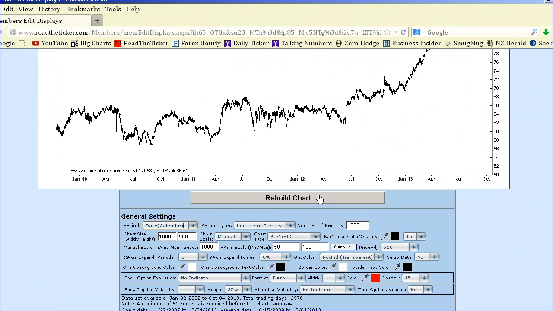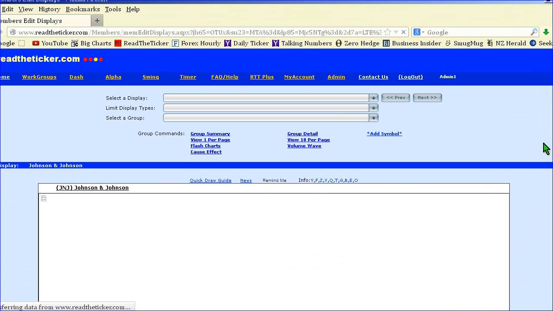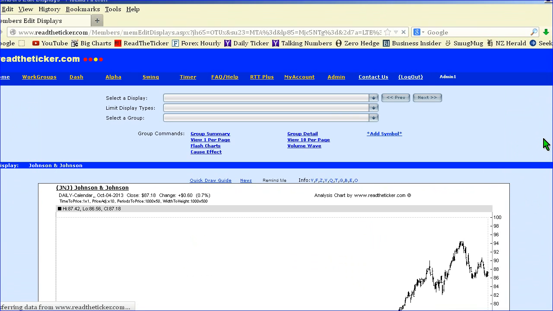I'm just going to check with my calendar days. The trading day looks pretty good. I'm just going to check with my calendar day. So that offers us a better fit to the Gann angles.